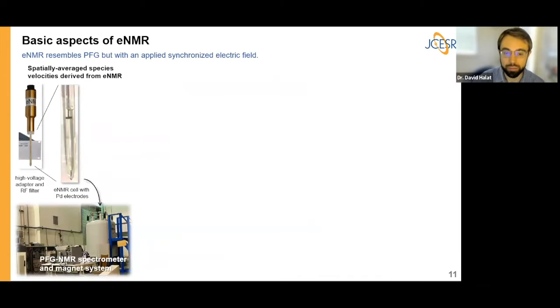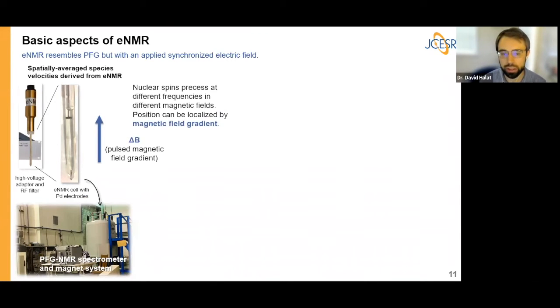So given that motivation for the importance of eNMR measurements, let's now consider some of the basic aspects of actually carrying out the technique and what we're actually quantifying. So practically speaking, we need at least 3 pieces of equipment that you may or may not have. One of them is a high voltage amplifier that synchronizes with the NMR spectrometer. We need some kind of a sample holder containing electrodes that allows for applying electric field pulses. And then, of course, we need existing instrumentation for performing PFG NMR measurements.